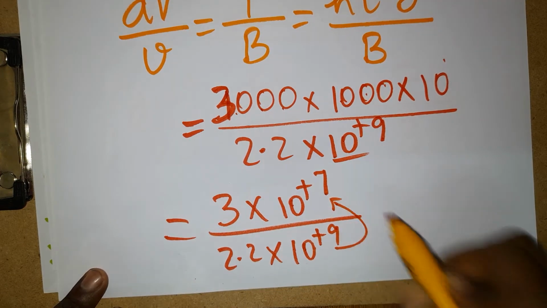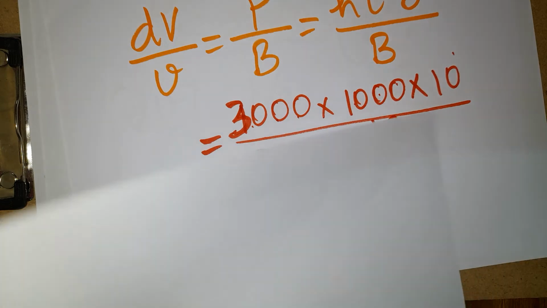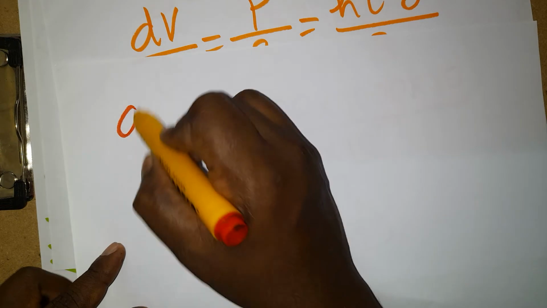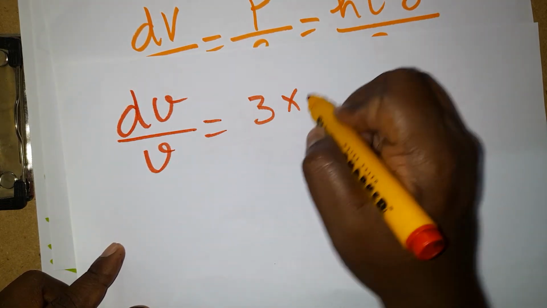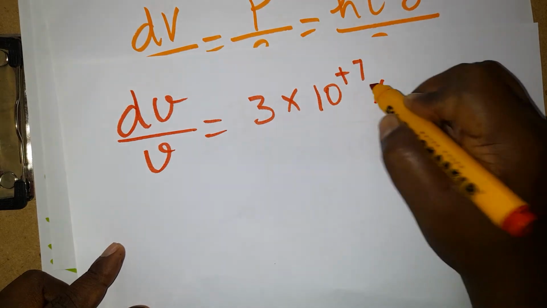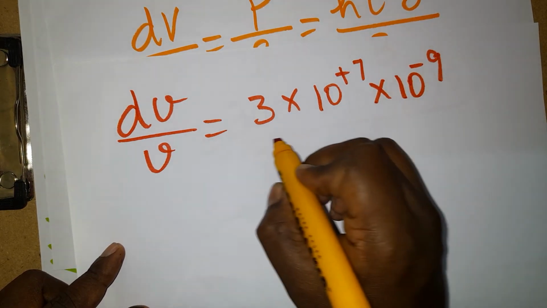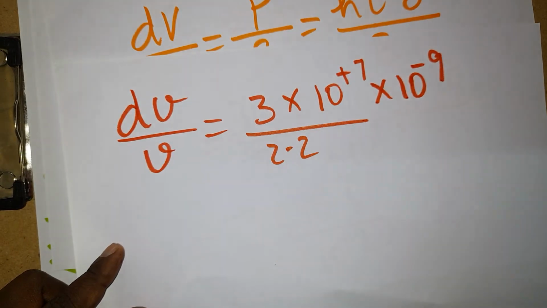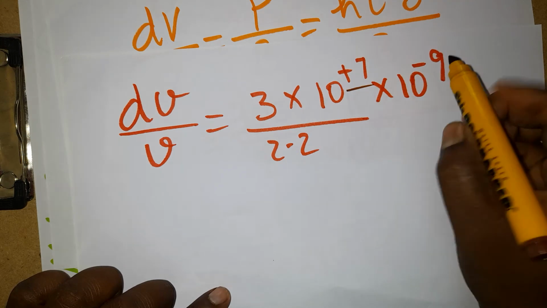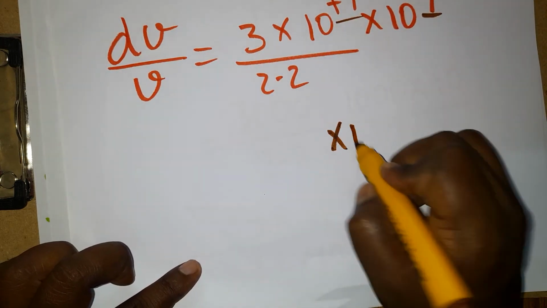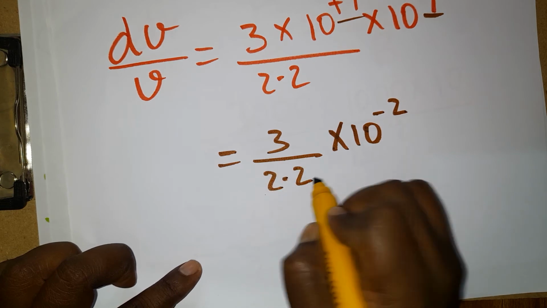From denominator to numerator, if this value is taken, the power will become negative. So dV by V, finally changing volume by original volume, is 3 into 10 power plus 7 as a numerator. From the denominator I am bringing the 9, that is going to become minus 9, divided by 2.2. Plus 7 minus 9, we'll have 10 power minus 2. Okay, 3 divided by 2.2.